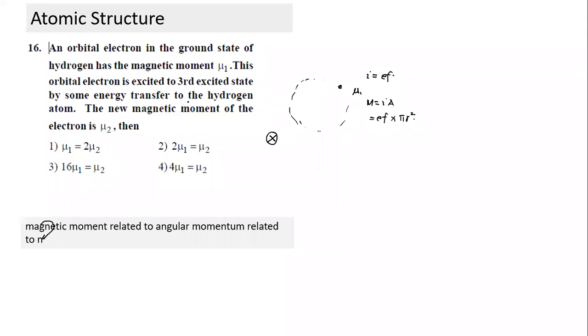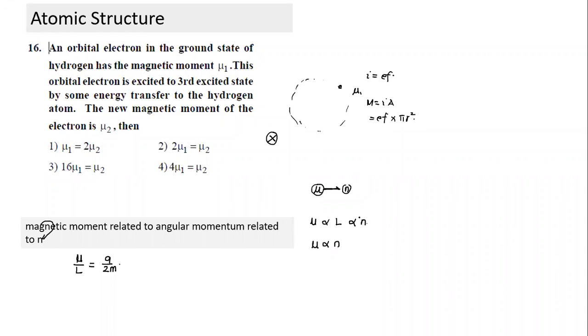Whenever it is a ratio question, two parameters are involved here. What are the two parameters? Magnetic moment and n. So I need to get a proportional relationship between magnetic moment and n. We don't have a direct formula for magnetic moment. But what we can use here is, how is magnetic moment related to angular momentum? That is something we must remember. Magnetic moment divided by angular momentum is equal to Q by 2m. So magnetic moment is directly proportional to angular momentum, and angular momentum is directly proportional to n. Which means magnetic moment is directly proportional to n.